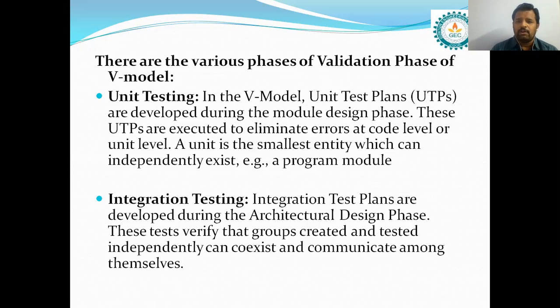At the time of developing the code, or at the completion of a unit, we execute the unit test plans, which helps to eliminate all the errors at the basic level, the unit level only. A unit is the smallest entity which can independently exist. What do we call a unit? For example, every program module we can call a unit.